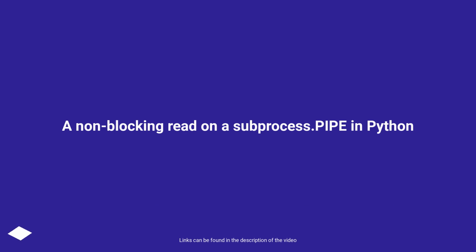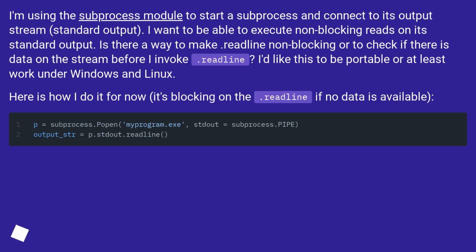A non-blocking read on the subprocess.PIPE in Python. I'm using the subprocess module to start a subprocess and connect to its output stream, standard output. I want to be able to execute non-blocking reads on its standard output. Is there a way to make readline non-blocking or to check if there is data on the stream before I invoke .readline? I'd like this to be portable or at least work under Windows and Linux.